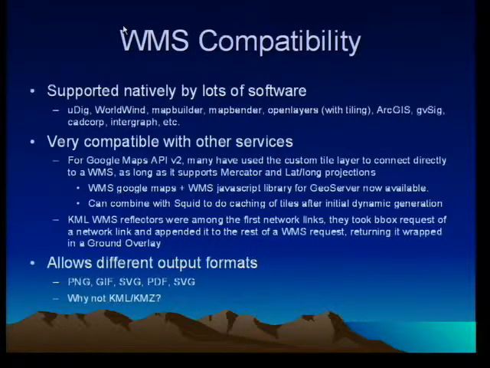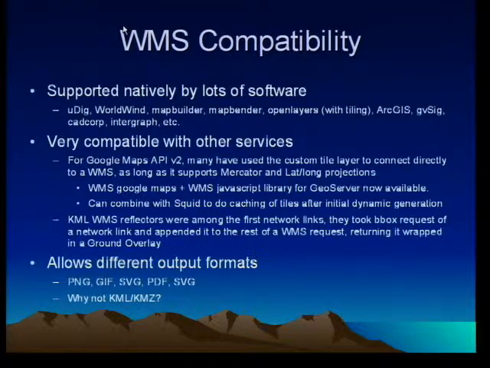popular. The other thing you saw with Google Earth was these KML WMS reflectors. They were among the first network links to come out that really linked to some valuable data because these servers were already out there. And all they needed to do was take that bbox request of the network link, append it to the rest of the WMS request, and then wrap it in a ground overlay, which Google Earth could then render. So it was just a couple lines of code to connect from WMS to Google Earth.